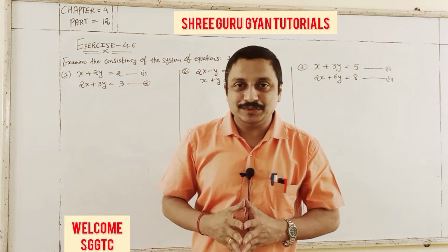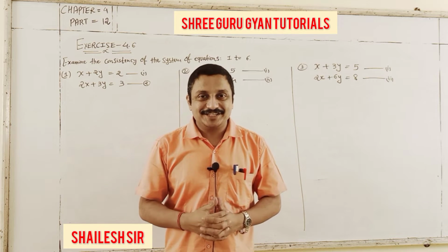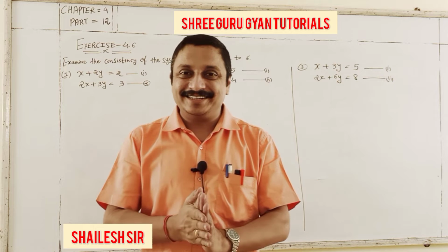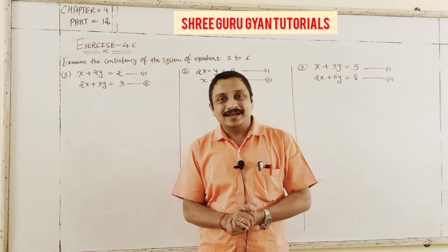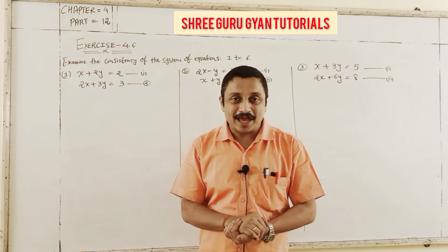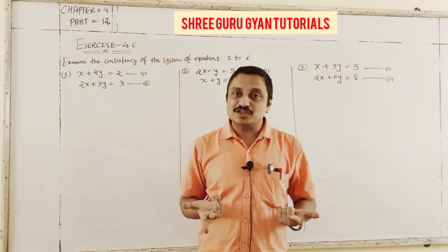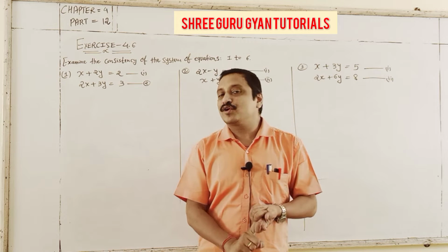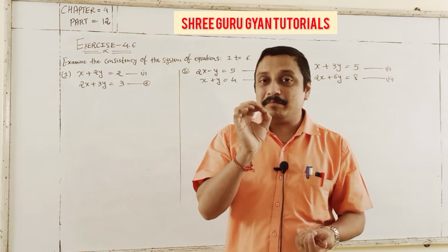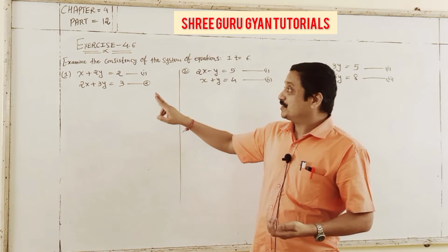Today I invite you to chapter number 4, Determinants, the last part. In this part, we take some equations in the variables x and y, use matrix multiplication to check consistency first, and after that derive the values of x and y by matrix multiplication. So let me first explain exercise 4.6, the first one.